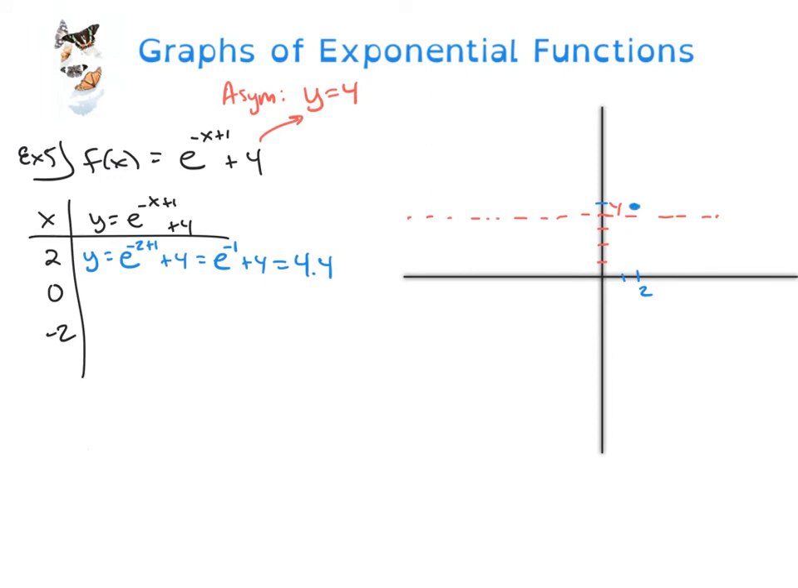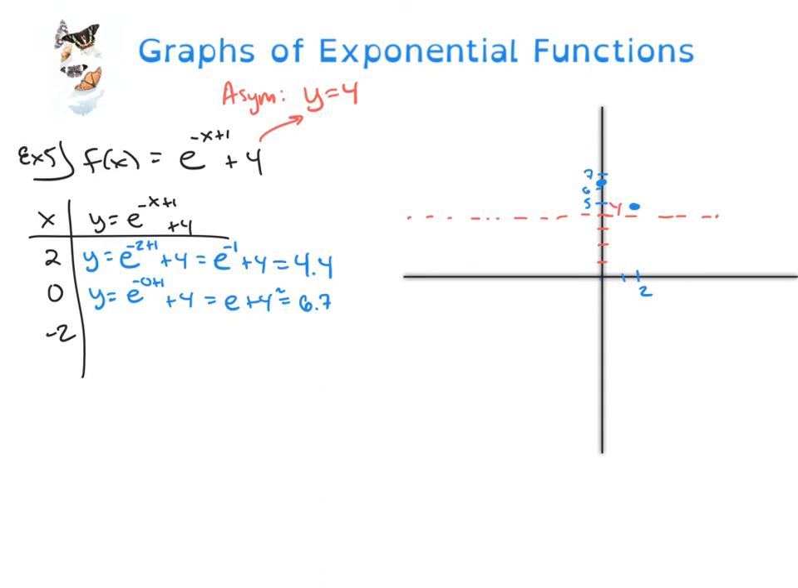Okay, when x equals 0, I have y equals e to the negative 0 plus 1 plus 4, which is just e plus 4. And using my calculator, I'm going to get 2.7. I'm sorry. No, I'm going to get 6.7. So when x equals 0, there's 5, 6, 7, so about in here.